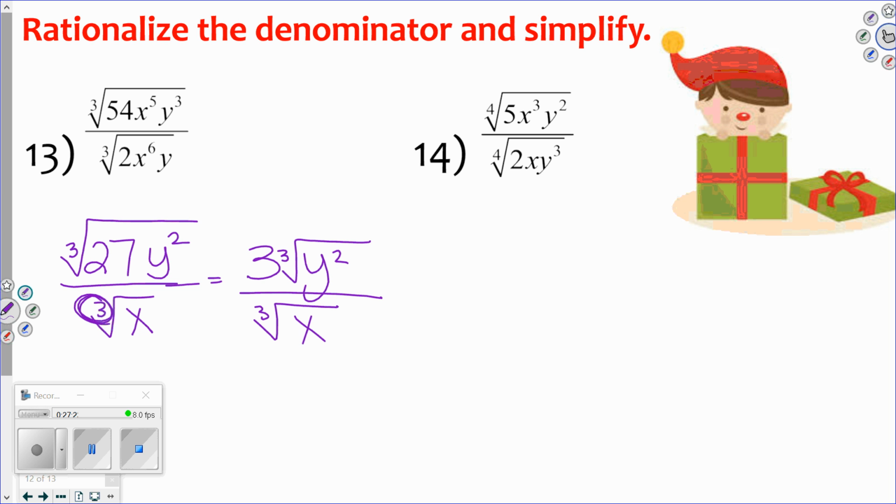Yeah, so we could have simplified on the top. Cubed root of 27 is 3. So that doesn't change what I multiply by, though, right? I still need cubed root of x squared.